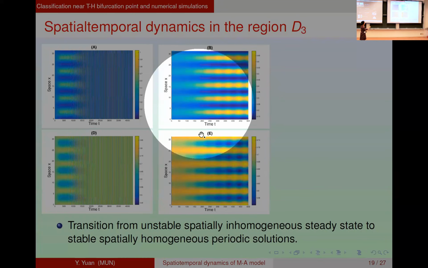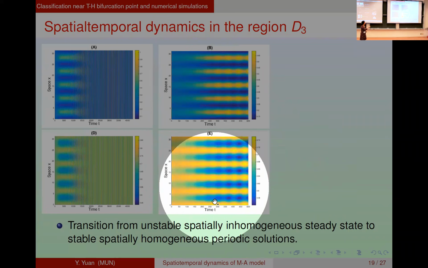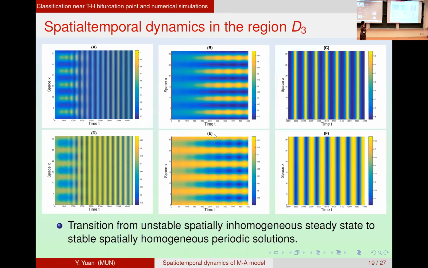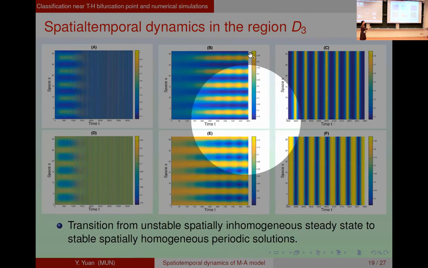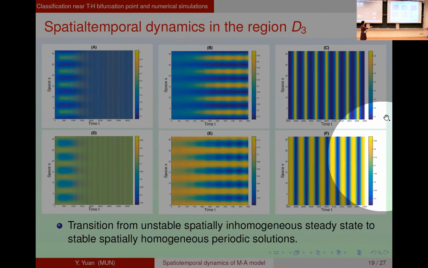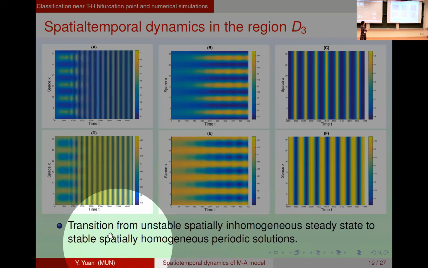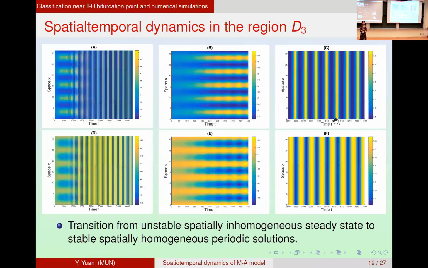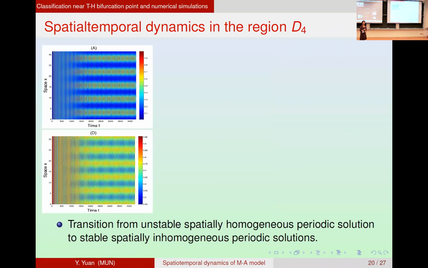This is spatially inhomogeneous, but because it's unstable, right? If it were stable, it would just be horizontal lines. But it's unstable, so we can see this is the start of the transition, and this is the ending. In the ending one, we get the spatially homogeneous stable periodic solution, right? So this is one of the transitions.